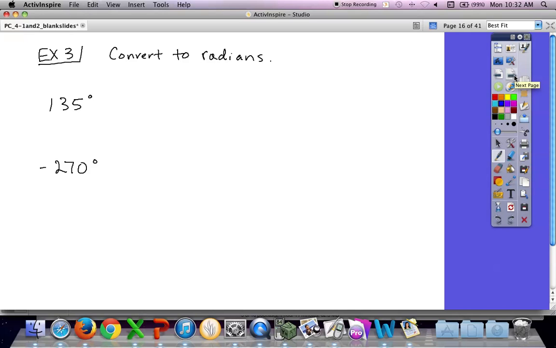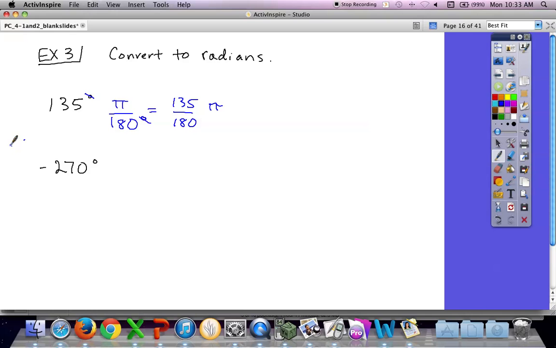So convert to radians. These are in degree measure. We'll convert to radians. Am I going to multiply by 180 over pi or pi over 180? Pi over 180, because we need the degrees to cancel. So right now we start with 135 degrees. That's in the numerator. The 180 degrees is in the denominator, so degrees cancel, and our answer will be in terms of radians in the numerator. So this would be 135 over 180 times pi.